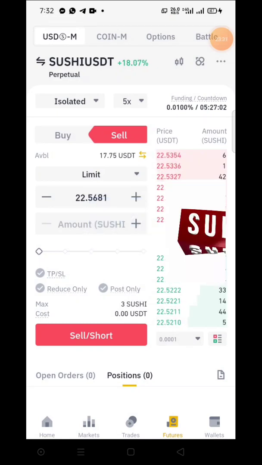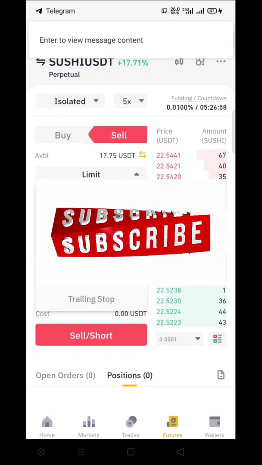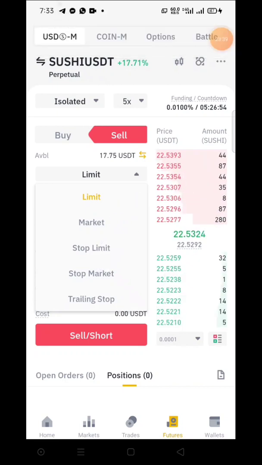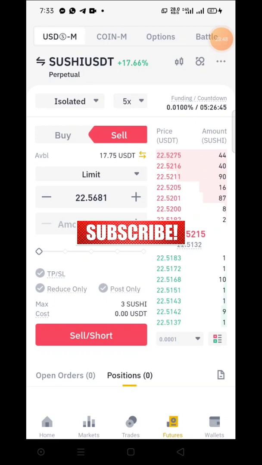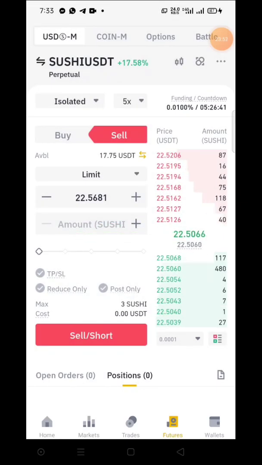Then you start trading. As time goes on, we'll talk about how to make more profit using the limit in futures, the stop limit and the stop market, then the trailing stop. As time goes on, there are so many things we need to talk about. In our next video, we'll show you how to make use of the leverage very well while trading.